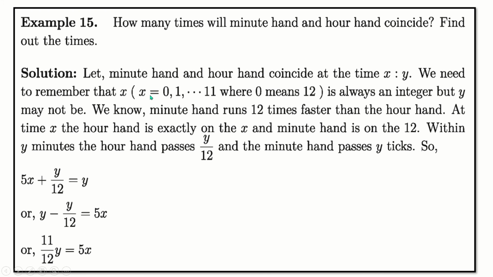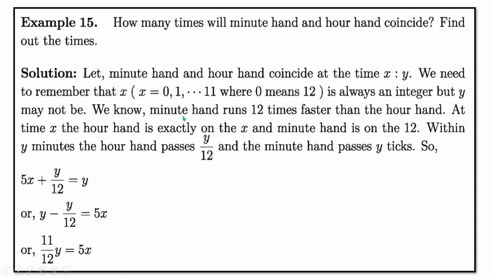Here the discussion is on an analog watch, okay, not digital. For an analog watch there are an hour hand and a minute hand present. So we have to discuss here for an analog watch. Here x is always an integer, but y may not be. We know the minute hand runs 12 times faster than the hour hand.